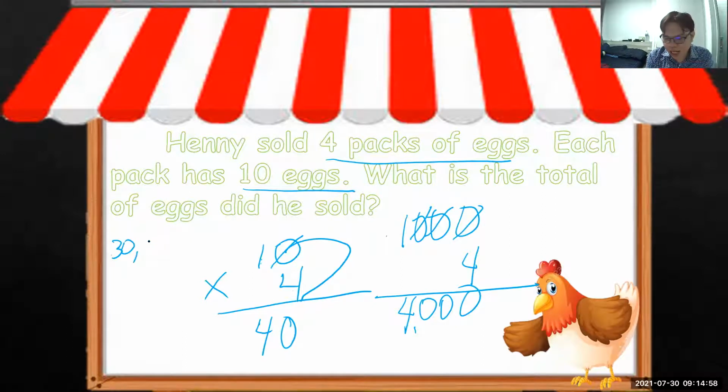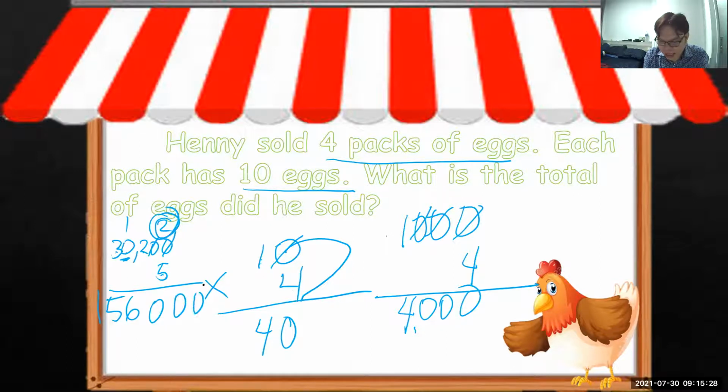What if I have here 30,200 times 5? How many zeros? We have 1, 2. Only 2 zeros. Do not count this one. So 5 times 2, that is 10. 5 times 0, that is 0, plus 1, that is 1. 5 times 3, that is 15. Then add the 2 zeros, 1, 2. Then count the number of commas, 1, 2, 3. Okay?